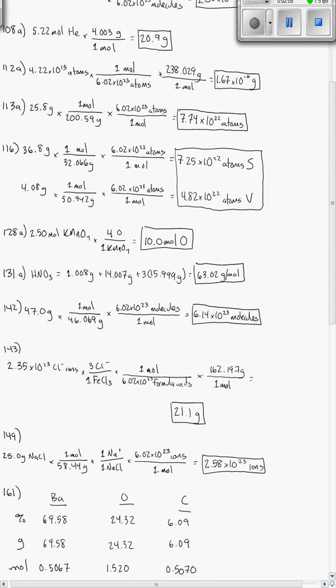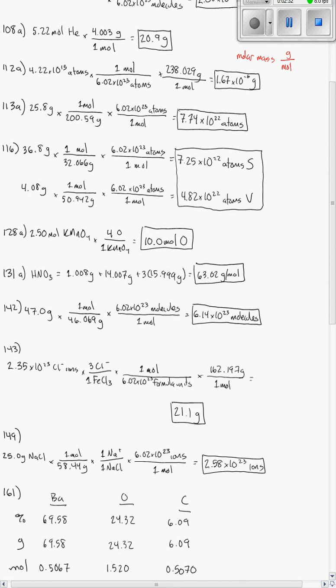Number 108A is all about molar mass. And molar mass is another type of conversion factor that allows us to convert between grams and moles. Right, you can find the molar mass for the different elements on the periodic table, where the number is located underneath each element's symbol. So in the case of helium, the molar mass of helium is 4.003 grams per mole.